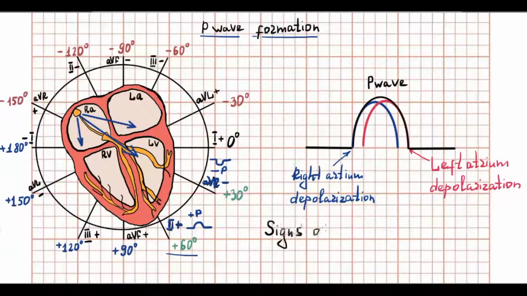So the main signs of sinus rhythm are a positive P wave in the second standard lead and a negative P wave in AVR.